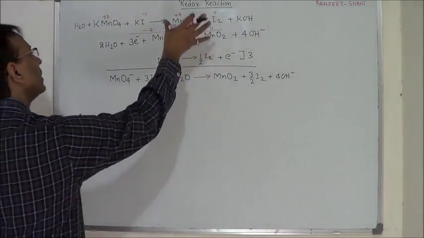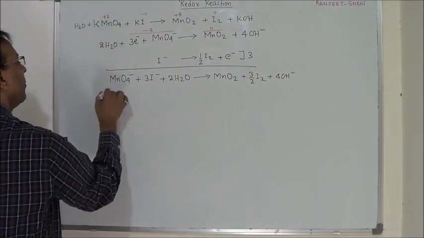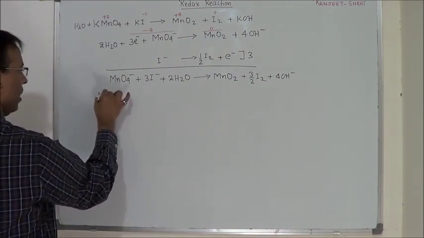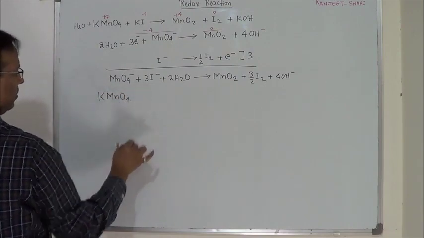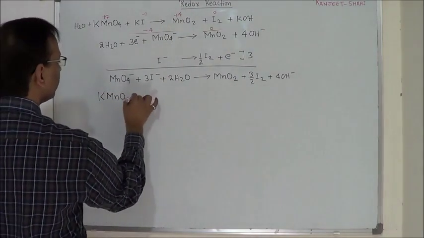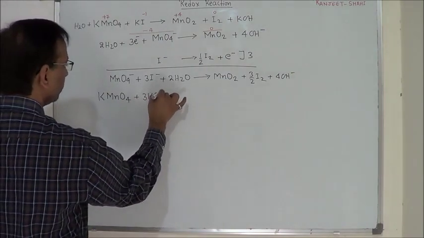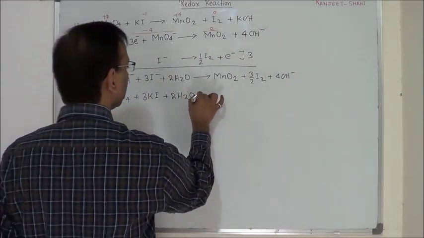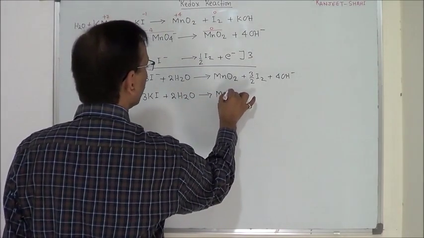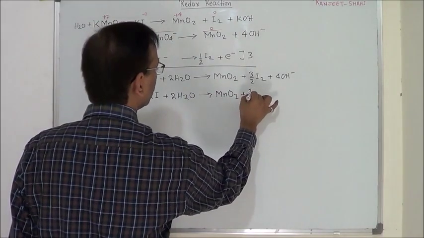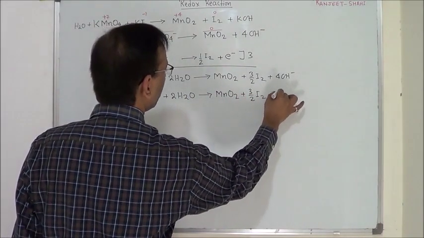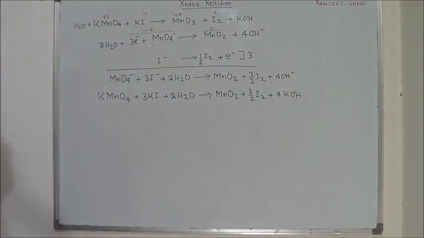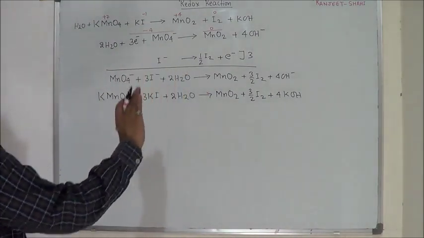Now compare the coefficient. So there will be 1 KMnO4, coefficient is 1 here. So KMnO4 plus 3 KI plus 2H2O giving MnO2, 3 by 2 I2 and 4 KOH. So it is the balanced redox reaction in basic medium.